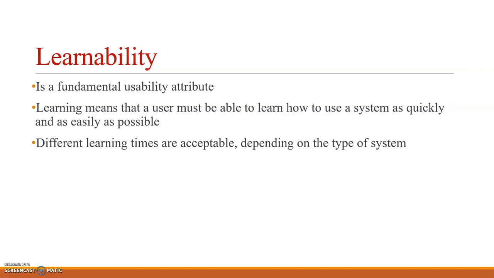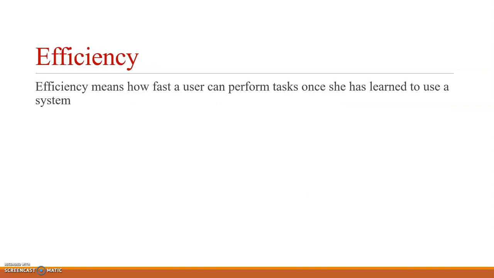So now the first attribute, learnability. Now we have learned the system. And then comes the next factor, efficiency. So the system should be efficient to use so that once the user has learned the system, a high level of productivity is possible.